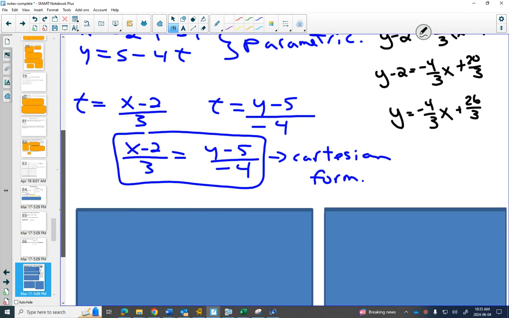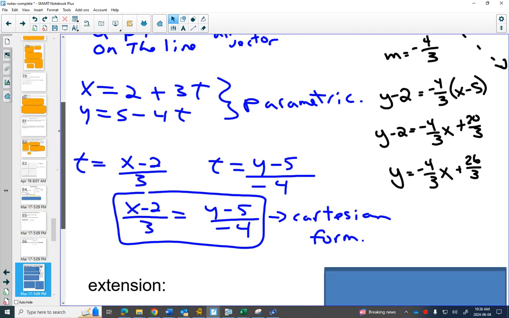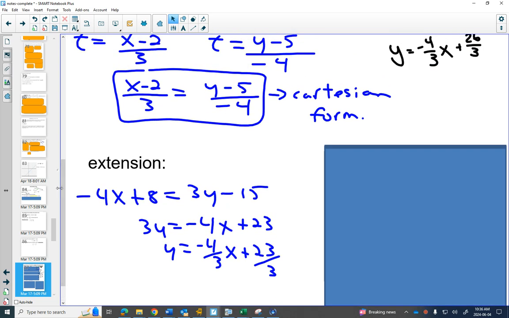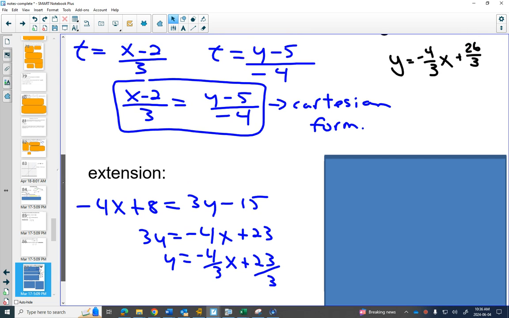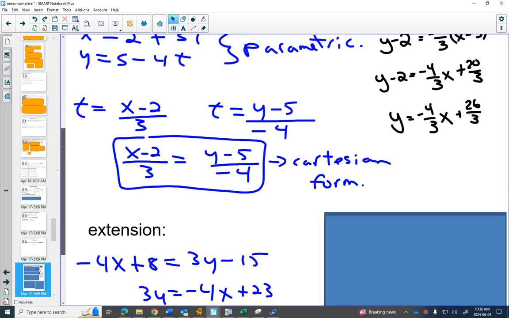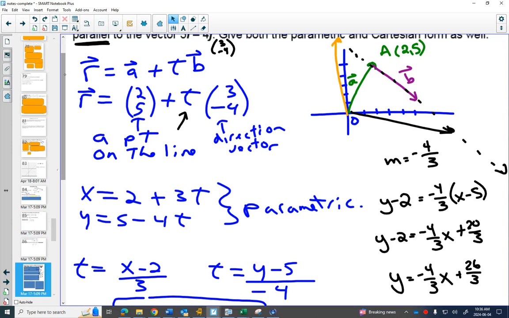I just want to show you that your Cartesian form, if you multiply it out, did I make a mistake? Uh-oh. I'm not happy about something here. Where did I make a mental math mistake? Mental math mistake somewhere here.